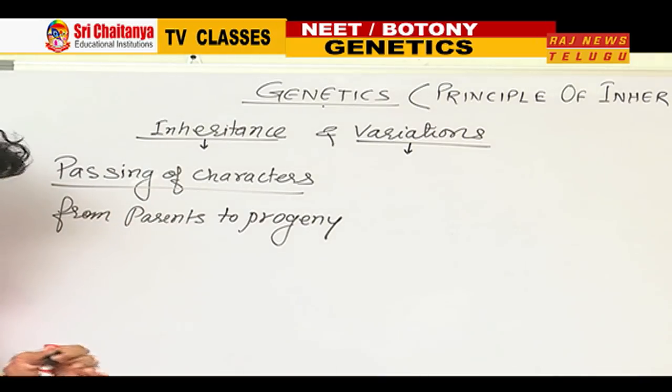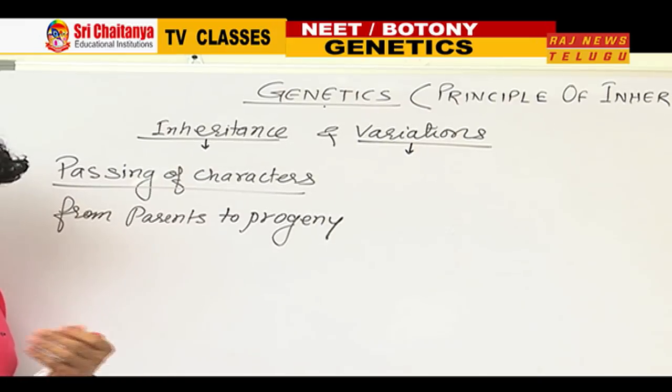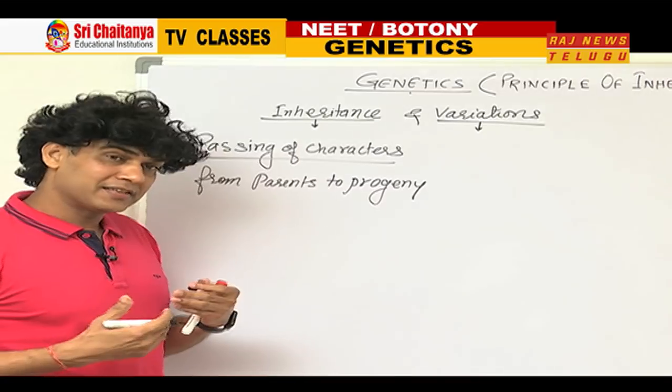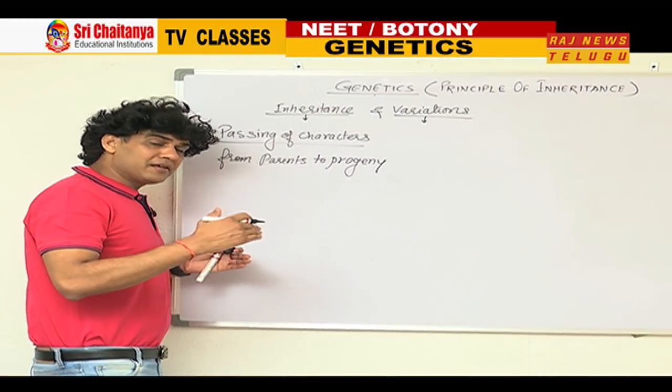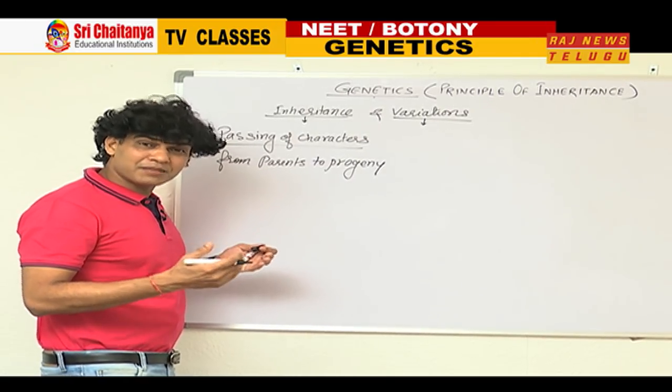Passing of the characters from parents to progeny. When I arose, definitely some set of the characters were transmitted by my parents. That is the reason that I am also a human being. The same process was executed by my grandparents. That is why my parents were also human beings. Means if a human being gives rise to a human being, then definitely there should be some mechanism.